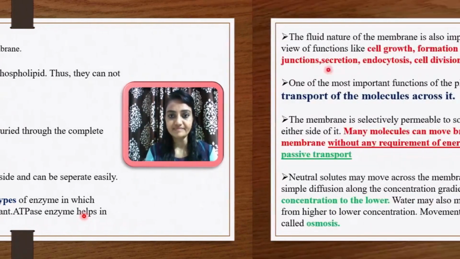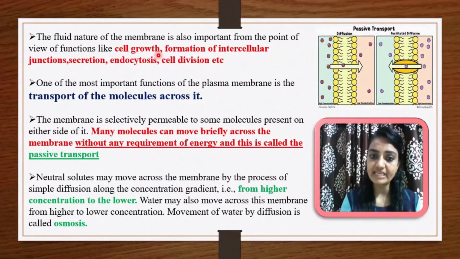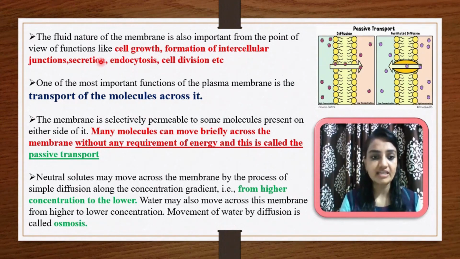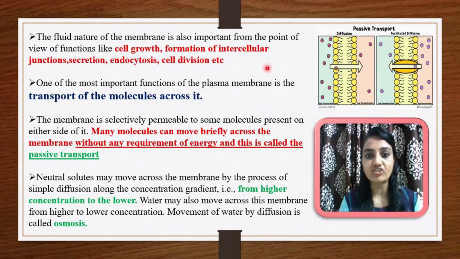The fluid nature of the membrane is also important from the point of view of functions. All the functions of a cell membrane are due to its fluid nature, and those functions include cell growth, formation of intercellular junctions, secretions, endocytosis, and cell division. All these functions are due to the fluid nature of a cell membrane.